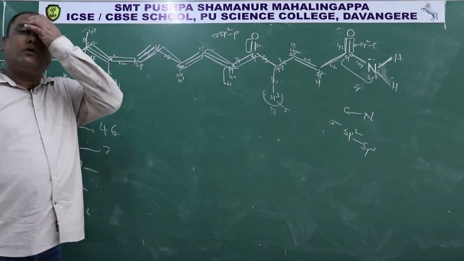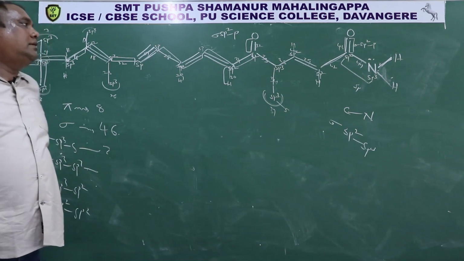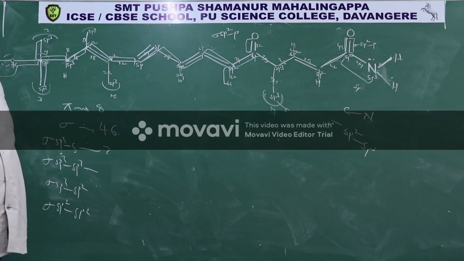Like this we can predict the type of bonds, and this is all called structure and bonding in organic compounds.